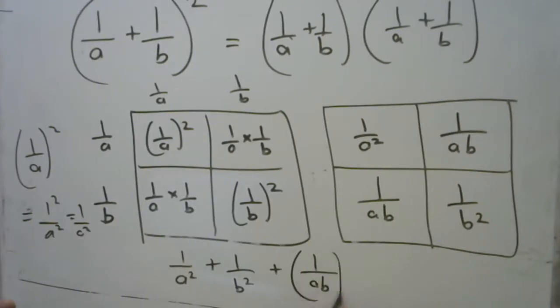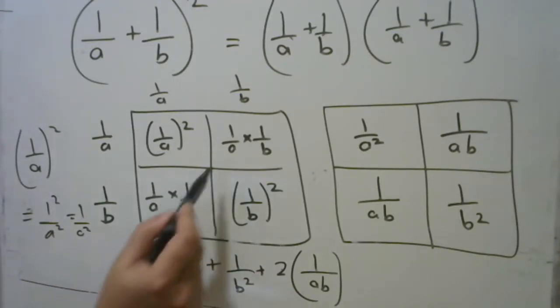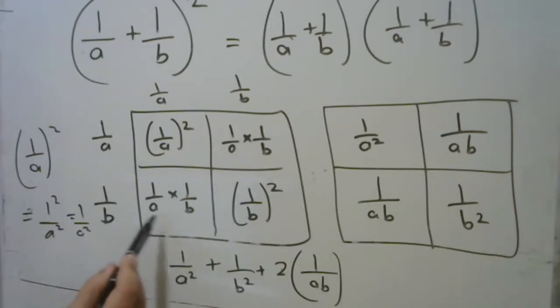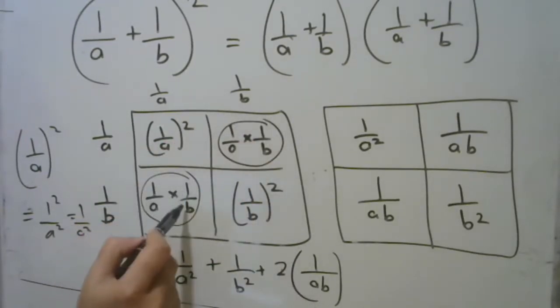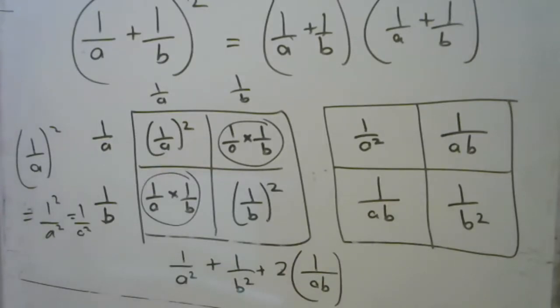ab, I should put it like this, plus 2 times 1 upon ab, because you have 1 upon ab here plus 1 upon ab plus 1 upon ab. All right?